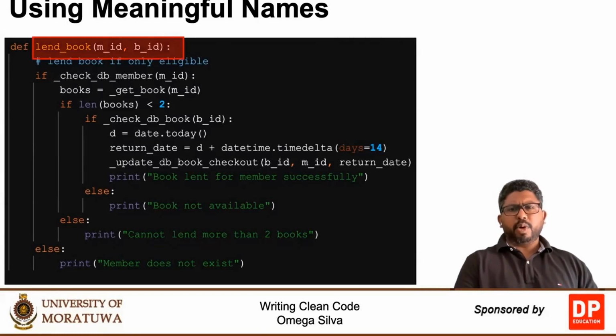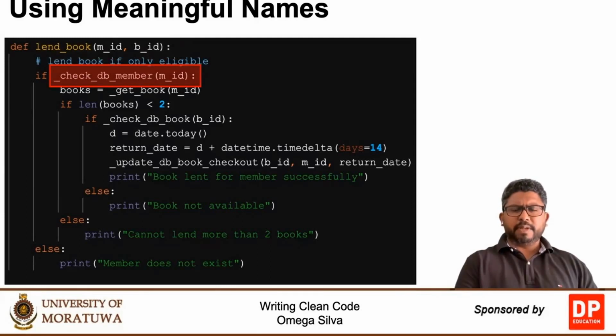Starting off, the two arguments that are passed do not have self-descriptive meanings. We have to guess along the way what MID and BID mean. The same continues for function names. Check DB member, even though this is a valid function name, does not tell what the function does and what it evaluates. This is a little bit descriptive because books and the greater than two is easier to understand, because we already had a look at the flowchart.